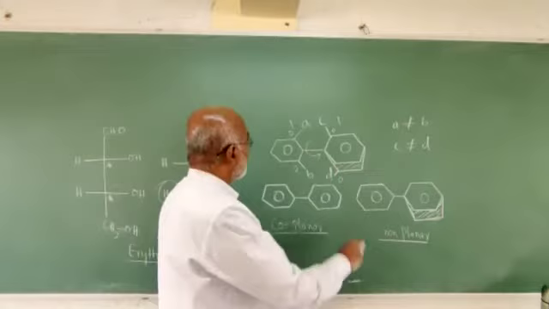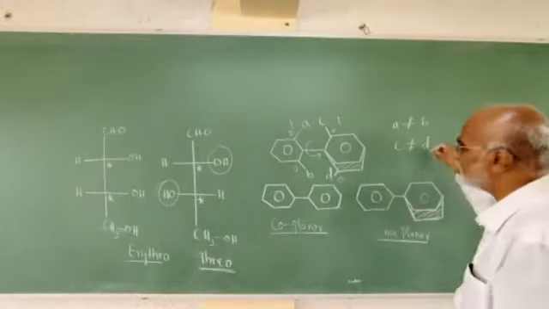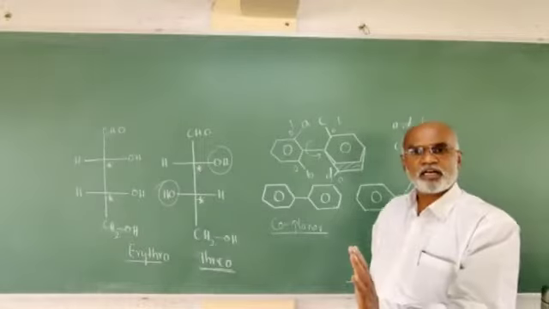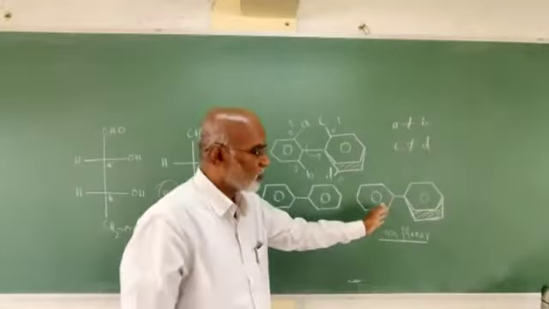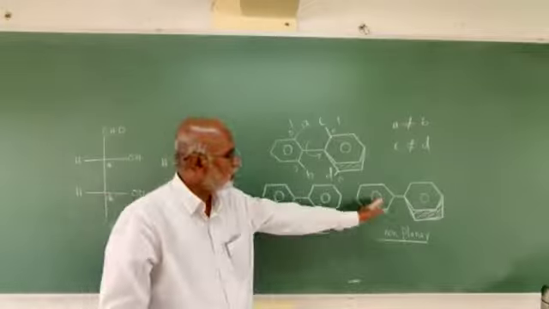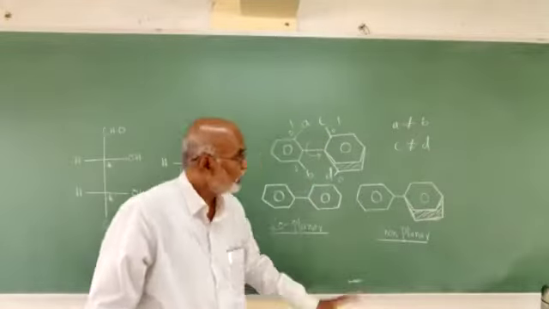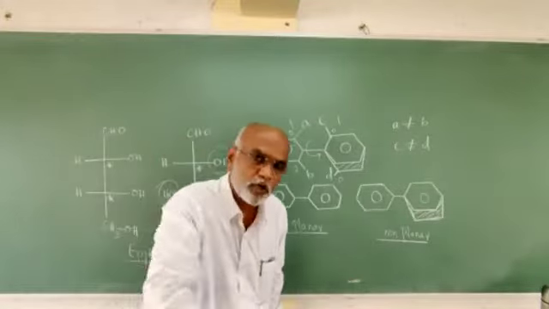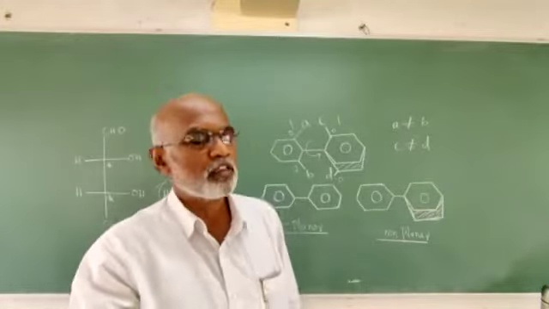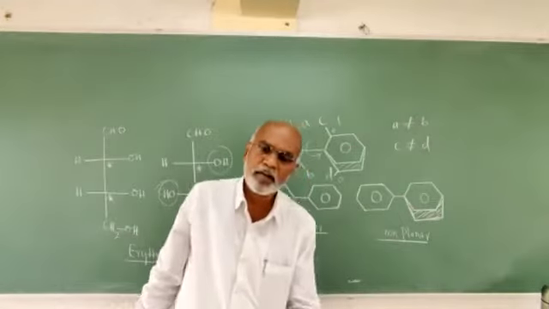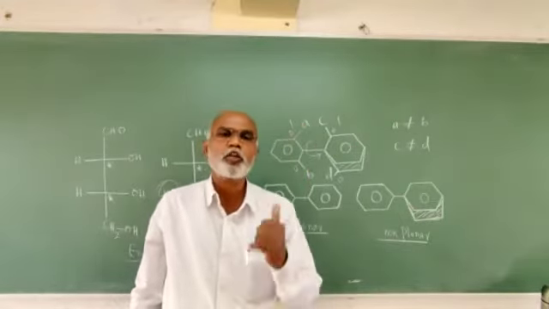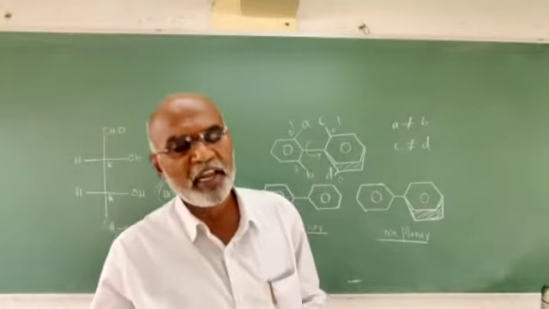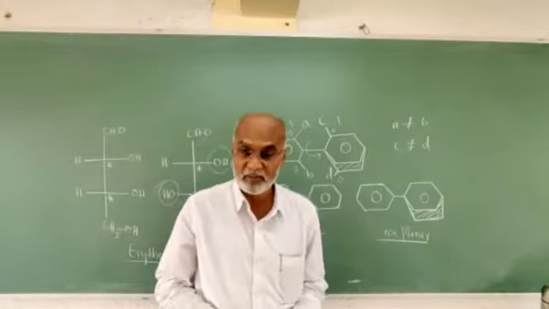I mean to say, when A is not equal to B and C is not equal to D, first, to minimize the steric hindrance, one of the benzene rings rotates through 90 degrees and the molecule becomes non-planar. And when A is not equal to B and C is not equal to D, it is not possible to divide the molecule with any plane to get two identical halves. As a result, the molecule loses the plane of symmetry. Once the molecule does not have a plane of symmetry, it becomes optically active.